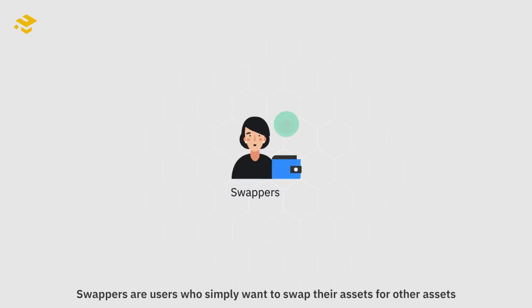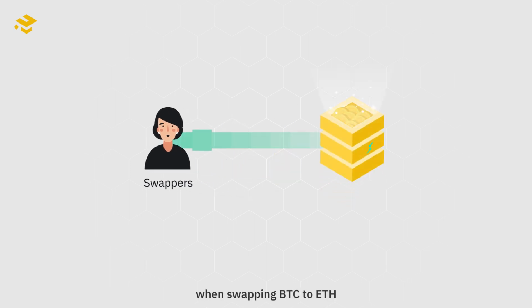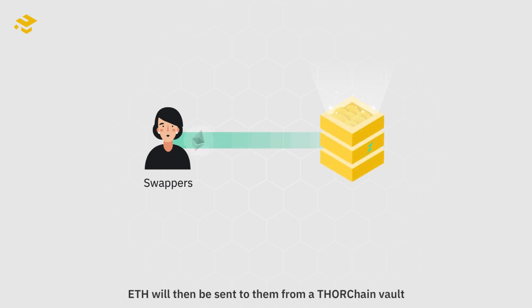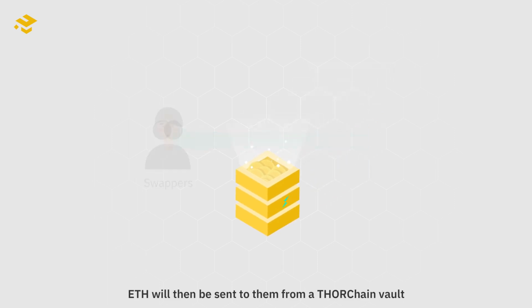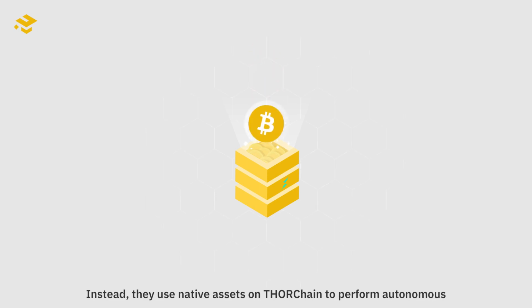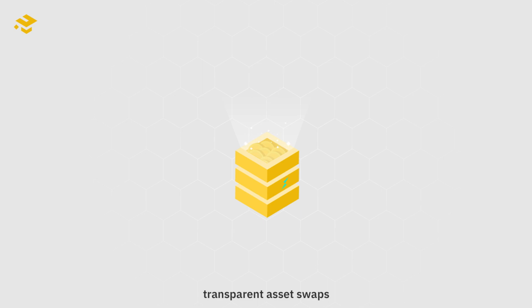Swappers are users who simply want to swap their assets for other assets. For instance, when swapping BTC to ETH, swappers will send their BTC into THORChain. ETH will then be sent to them from a THORChain vault. Unlike other swap protocols, THORChain's assets are not wrapped. Instead, they use native assets on THORChain to perform autonomous, transparent asset swaps.